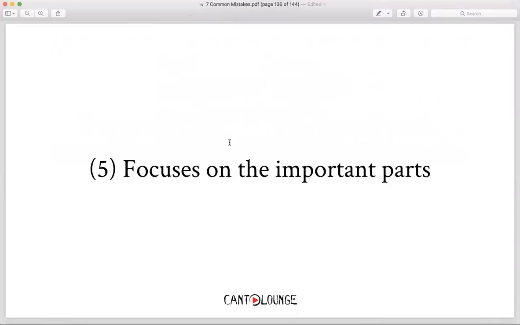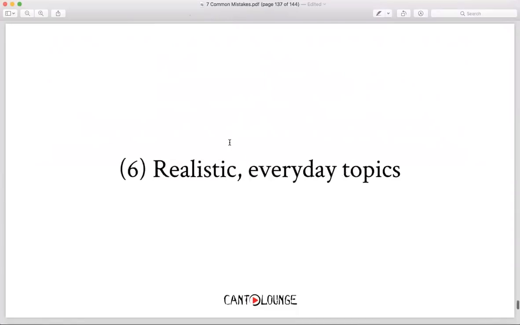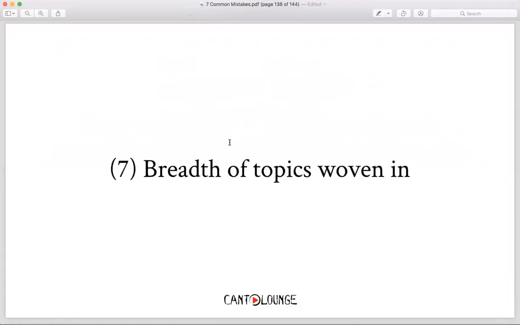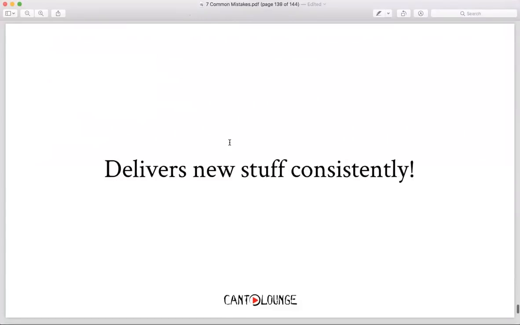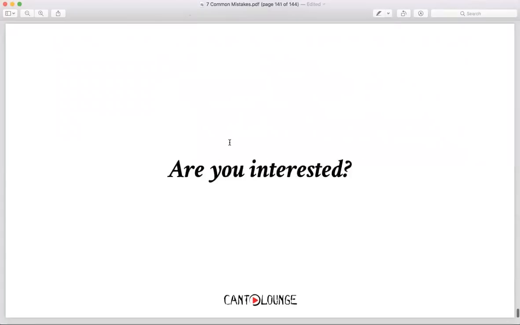being very sporadic in terms of what these materials present. And number six, presents realistic everyday topics that you can actually use, that you will actually run into, and things that you'll actually talk about. Number seven, it actually has a spectrum of topics woven in. And most importantly, it delivers new stuff consistently, so you don't have to go around hunting for materials ever again. Does that sound interesting to you guys? Would anyone be interested in that?